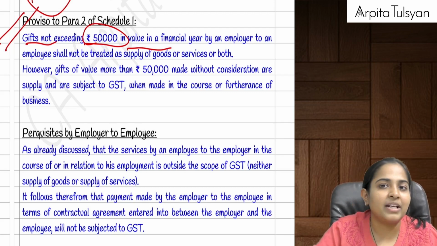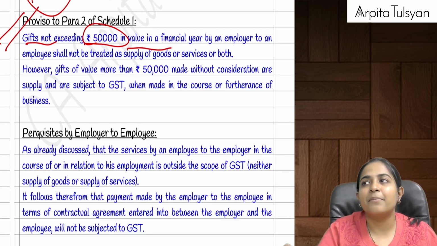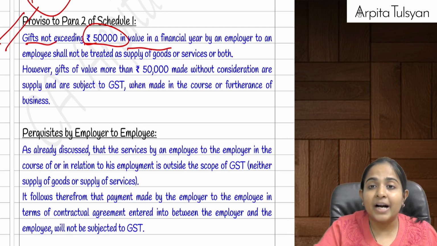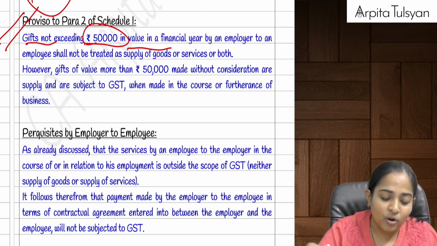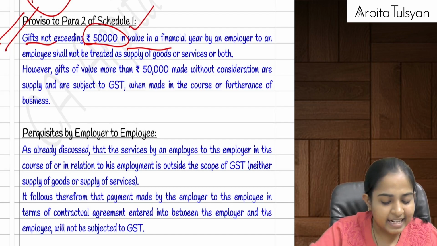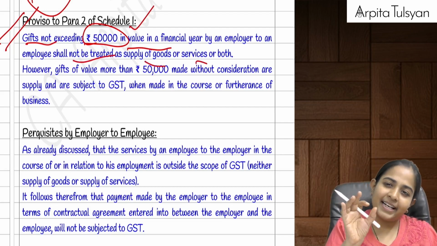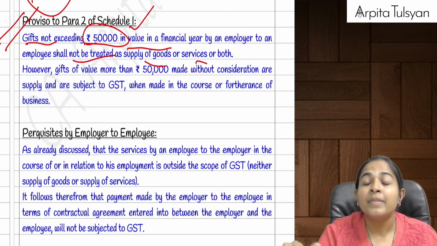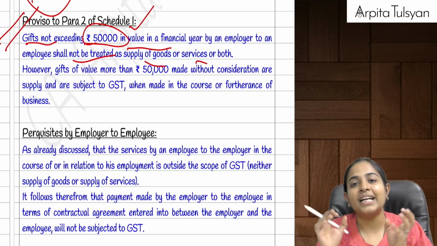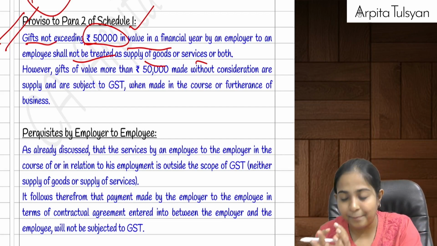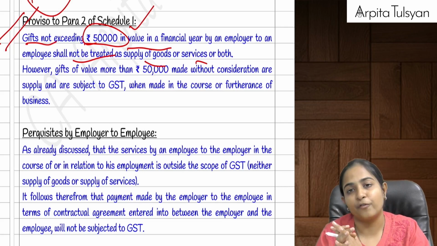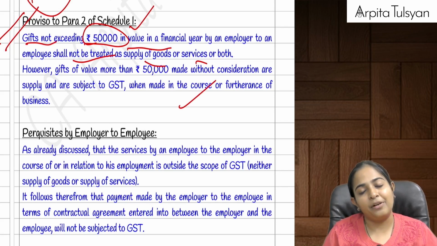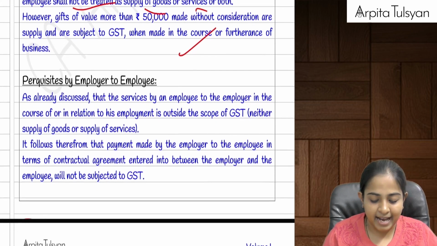But specifically for gifts, any gifts given by employer to employee will be taxable under GST. But if the gift's value does not exceed rupees 50,000 in a financial year, then it will not be considered a supply. So a small gift given by employer to employee is not considered a supply. If the aggregate value of gifts given by an employer to an employee in a year exceeds rupees 50,000, then the entire amount will be liable for GST because it will now be considered a supply.